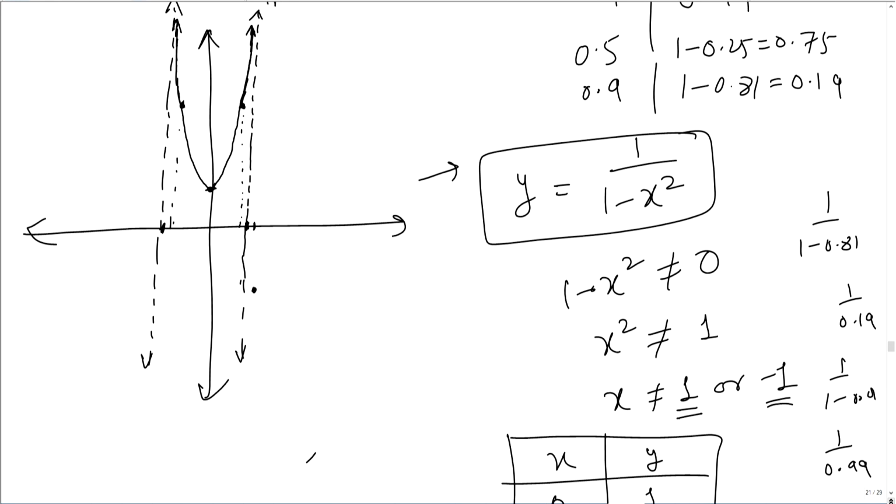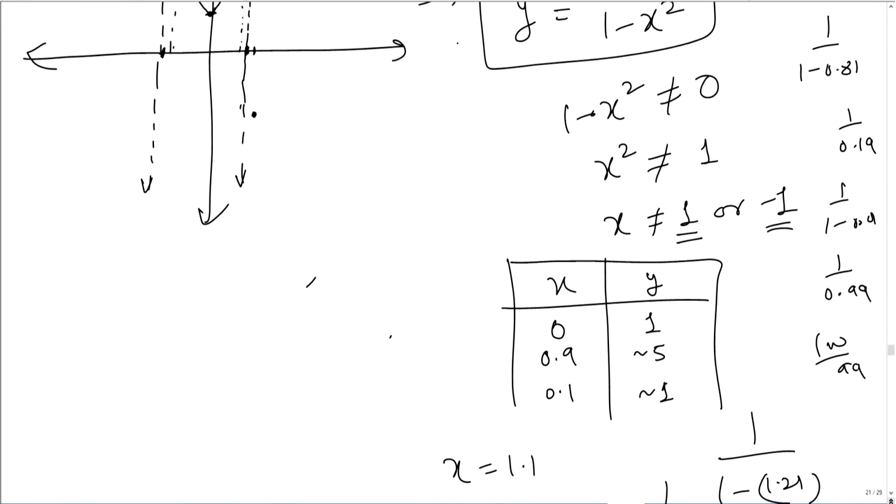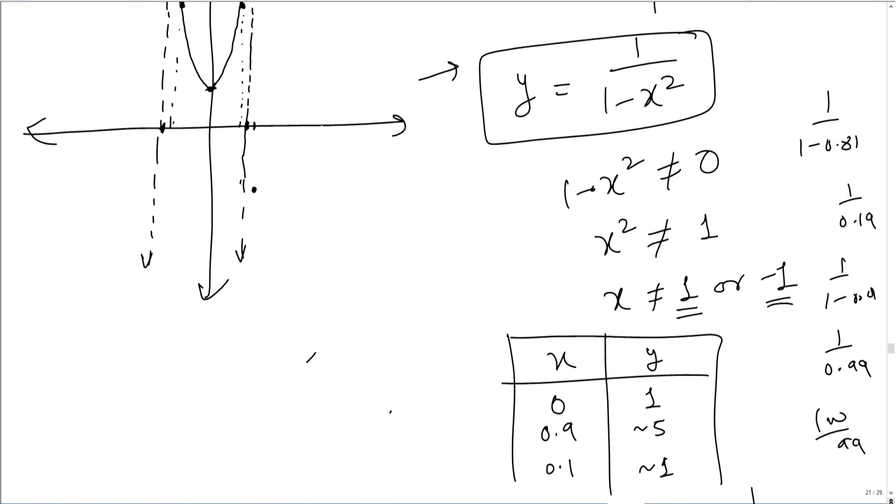Okay. If you take a large value of x, let's say 10, then the value of y would be 1 divided by 1 minus 100, that is minus 1 by 99. So this would be quite a low negative value, somewhere around minus 0.01. Okay, so when x is 10, y is somewhere around minus 0.01. So somewhat like this. And you can try for some more values.